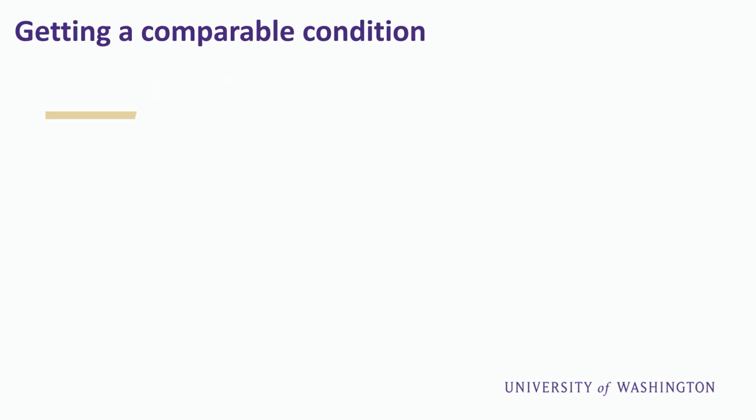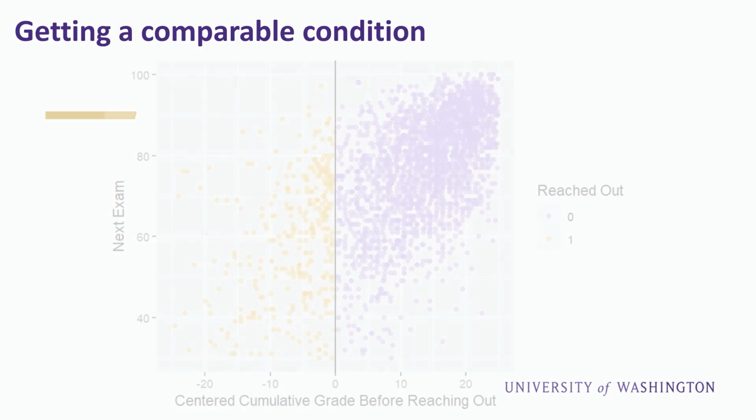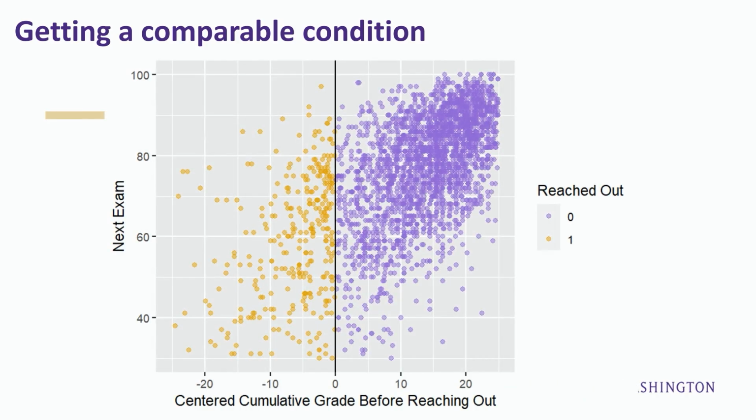So here's how we get to a comparable condition. And as I said, I use a real classroom intervention example from UW. This is a data set from a TA reaching out intervention. We believe that TA interaction is a critical way to increase engagement and improve outcomes in undergrad STEM. And in particular, students with lower scores or preparation tend to have less TA interaction.